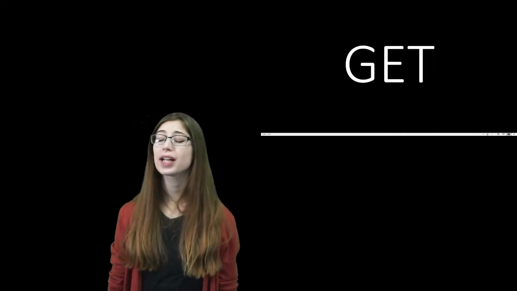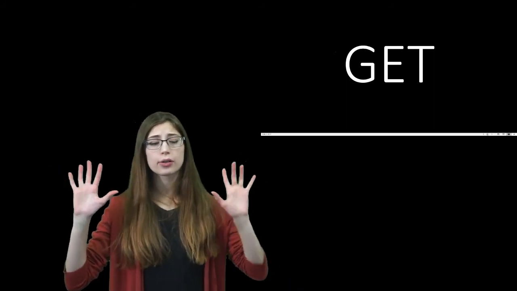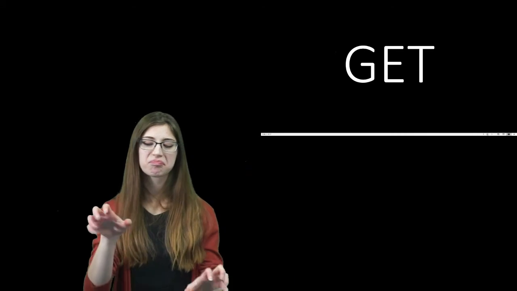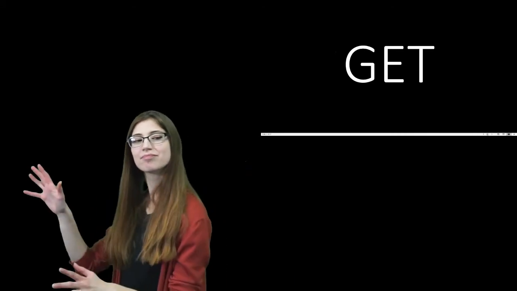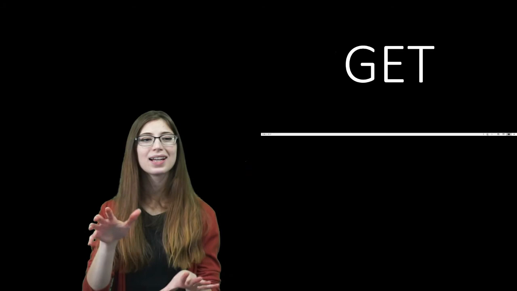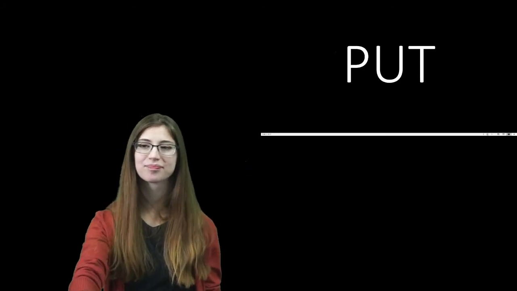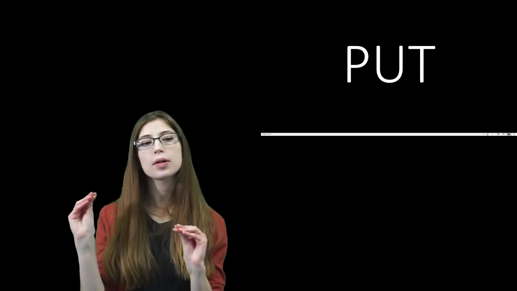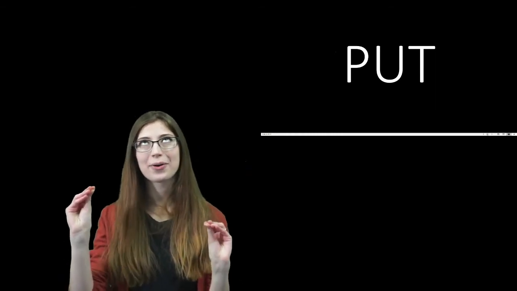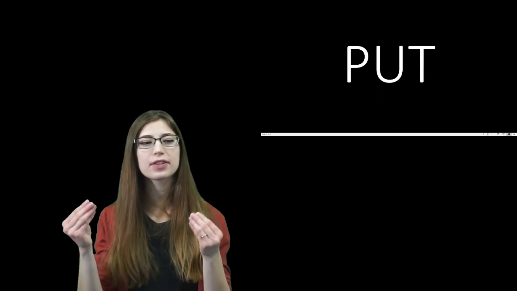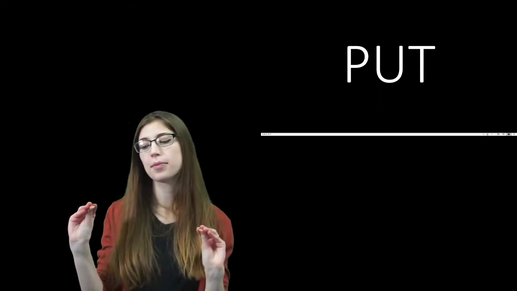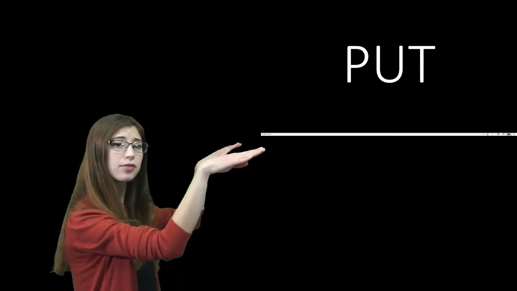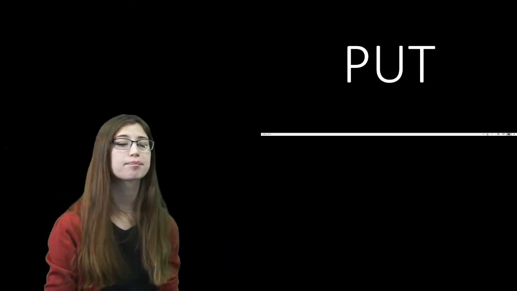Get. For get, you are just going to get your grabby hands ready. Grab something. Get. Put. For put, you are going to use two pinched O handshapes again, but instead of these being palm up, you're going to turn them palm down, and you're going to put something where you want it. Like here's the shelf, we're going to put it on the shelf. Put.